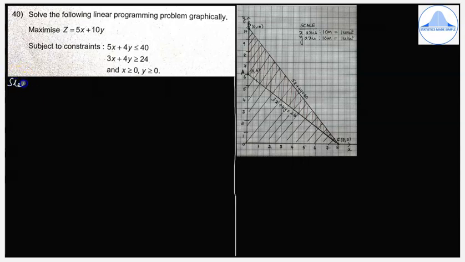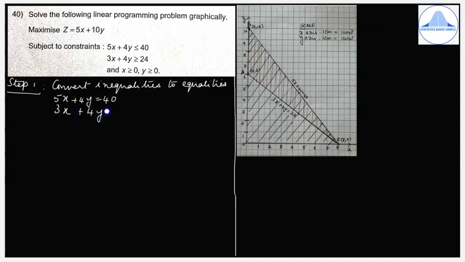So step 1 is to convert inequalities to equalities. So it will be 5x plus 4y equal to 40. This step will help us to draw the lines. And the next one is 3x plus 4y is equal to 24.